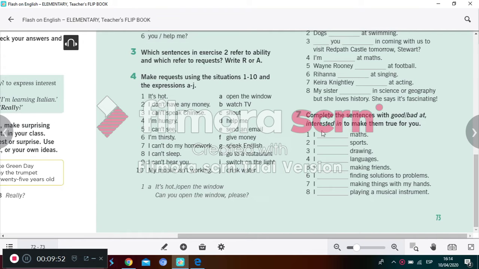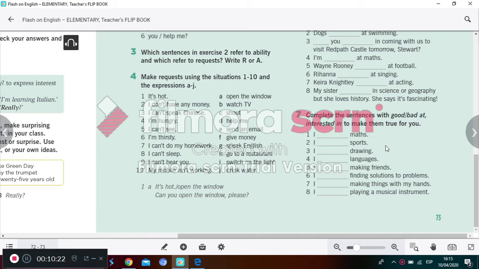For example, I am Teacher Angelo, I am good at math. I like math. Teacher Angelo, number 2: I am bad at sports. A disaster. Oof. No way. Okay? I am interested in drawing. Okay? Now, it is a piece of cake.